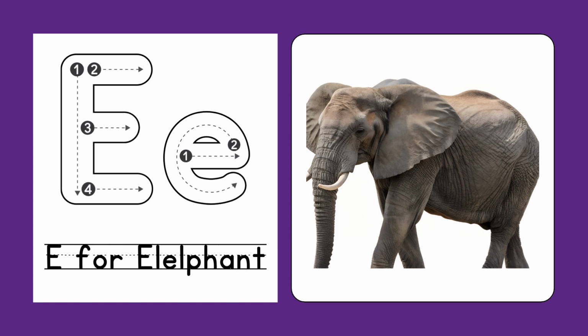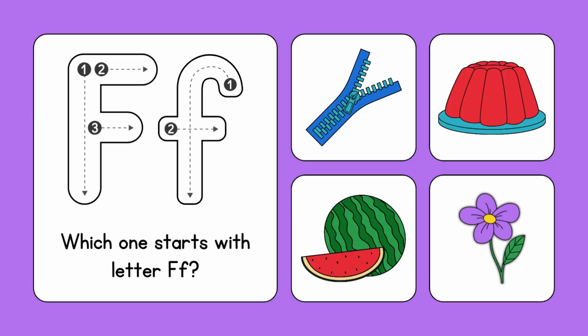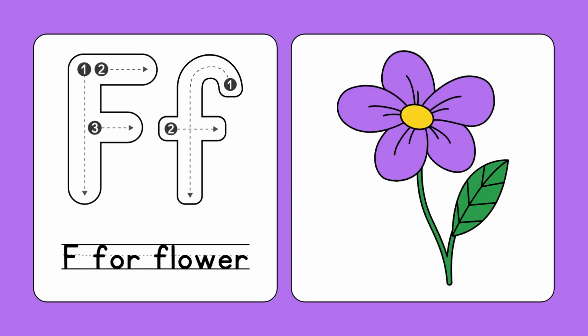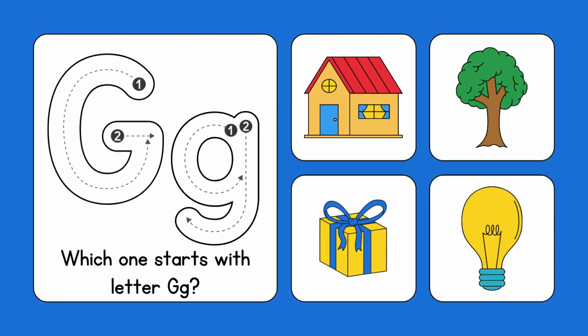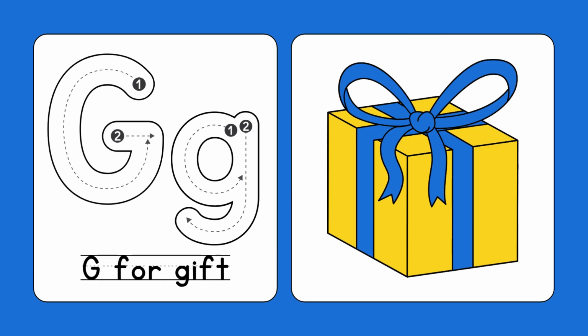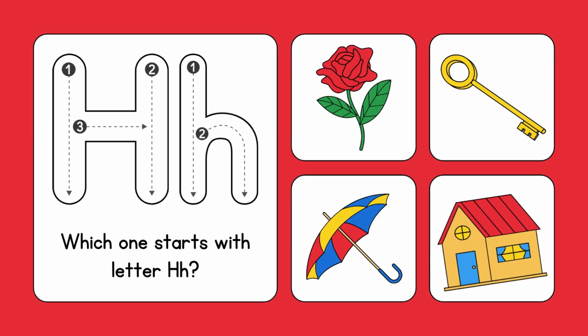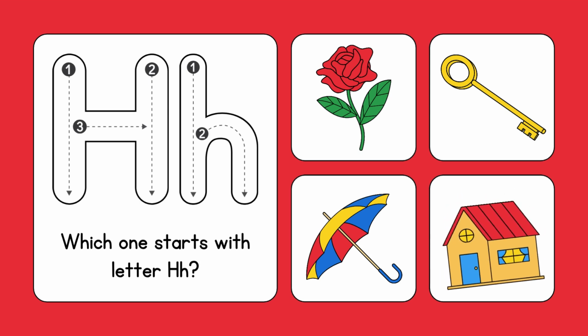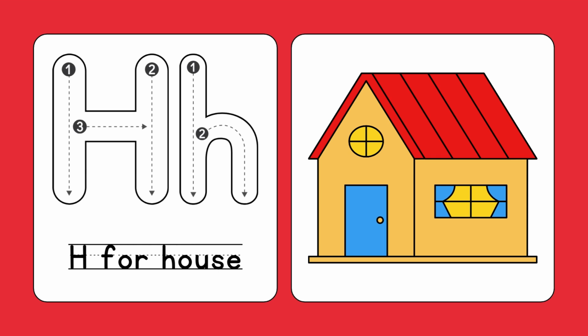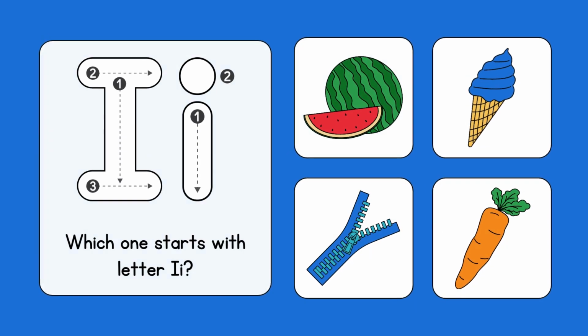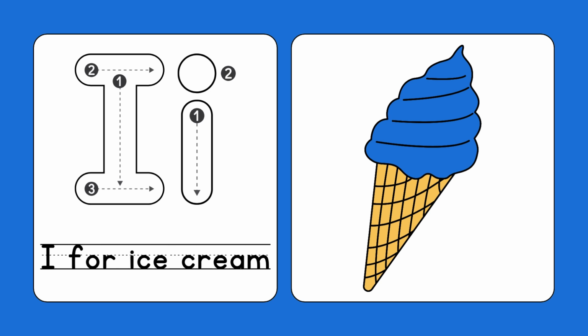E for elephant. Which one starts with letter F? F for flower. Which one starts with G? G for gift. Which one starts with H? H for home. Which one starts with I? I for ice cream.